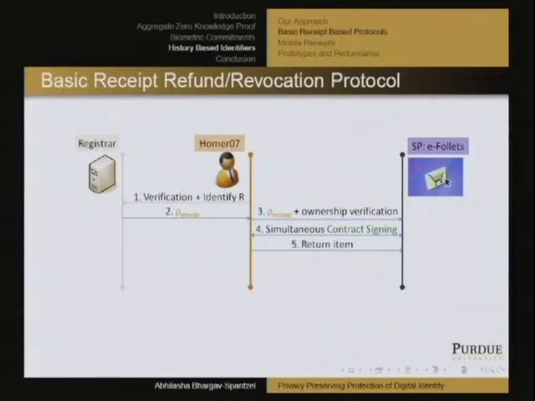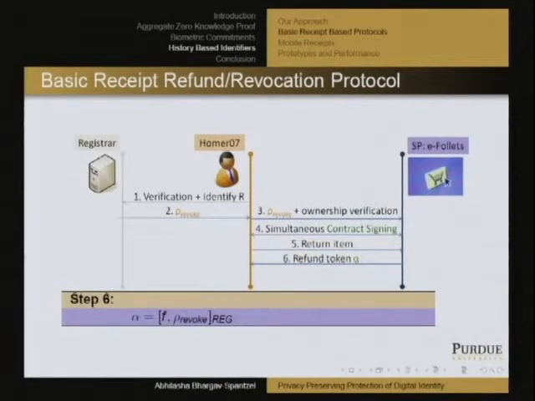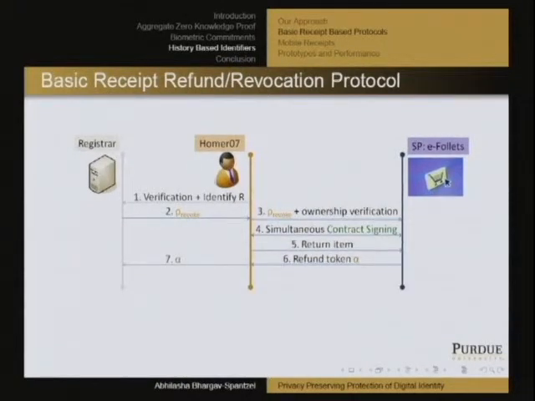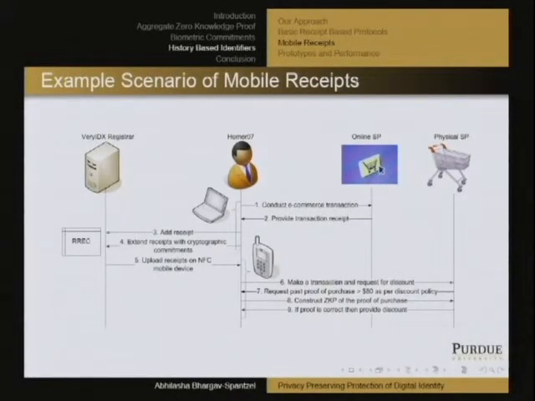As a next step, as per the contract, when Homer goes and returns the item, the service provider provides a refund token, which provides F, the refund, and a revocation token, which says that this particular receipt needs to be revoked. It's encrypted with the registrar's key, so at step 7, the registrar gets it, revokes it, and gets the refund back to Homer.